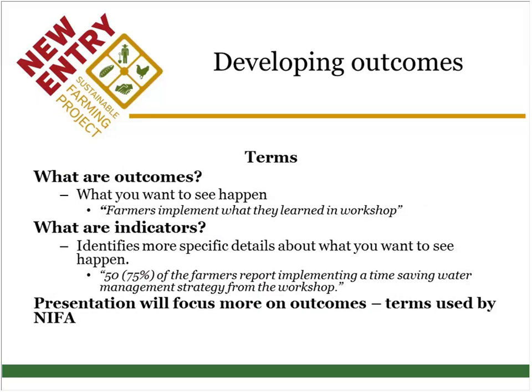And before I fully jump into how to create the outcomes, we will just quickly define a couple terms. Outcomes are what you want to see happen as a result of your program. For example, farmers implement what they learned in a workshop.